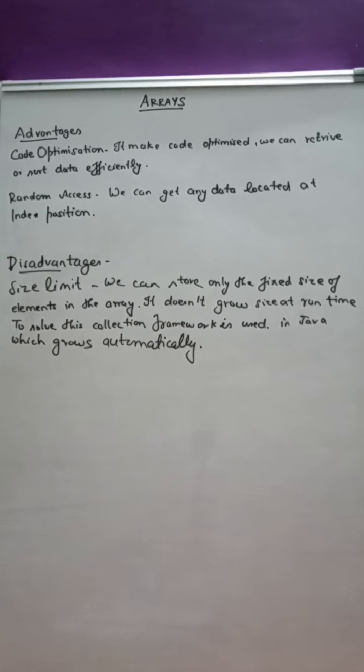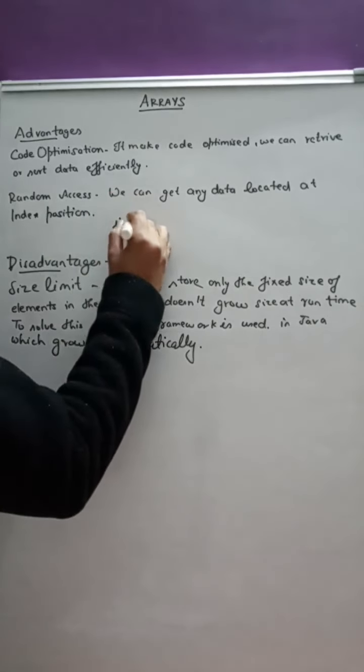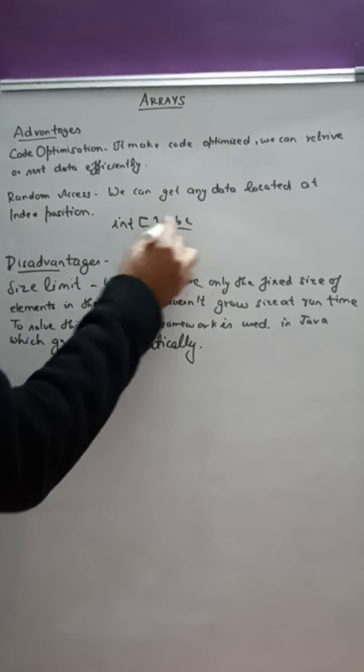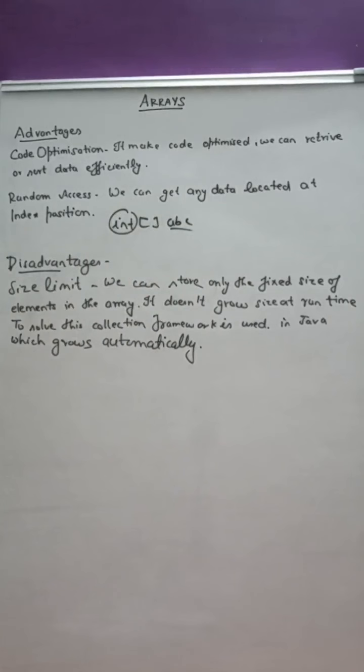In the very first video on arrays I told you that arrays are the data structure used to store homogeneous data. Homogeneous data means data having the same kind of data type. Like if I have declared an array like this, int abc, all the data contained in this array will have the data type integer.